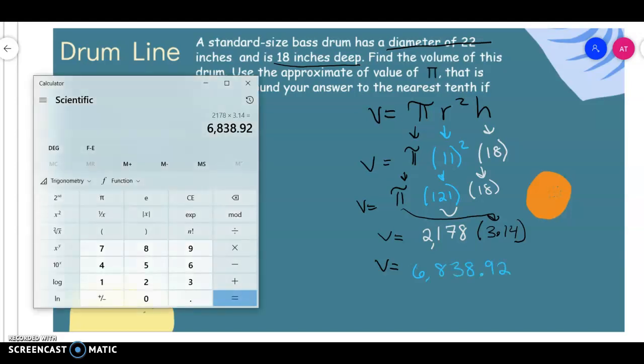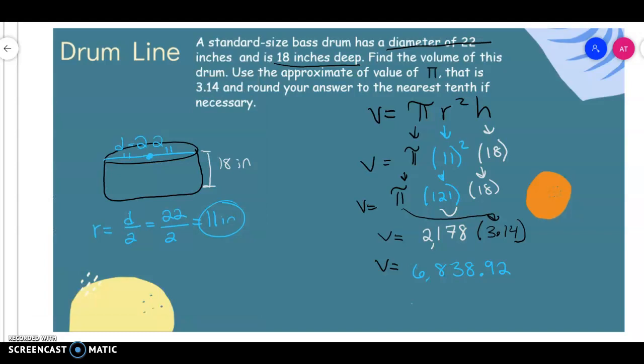6,838.92. Alright, so we need to round to the nearest tenth place, which is the first decimal. This 2 is not going to make this 9 go up. So we're actually going to leave it as 6,838.92 inches cubed. We're going to leave it exactly like that. And if you round it up, if you took the 9 and made this a 439, that's okay. Remember, we need to be aware of what the number is after our tenths place, which is the thousandths place, and in this case, this 2.